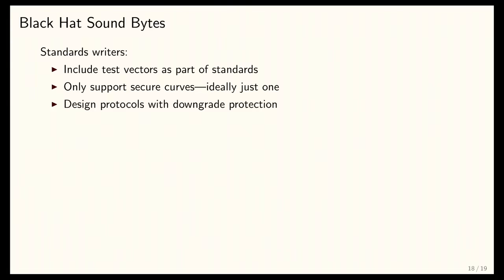A second approach for protocols is to only support secure curves. Ideally, you just want to support one secure curve, so you can't do this sort of downgrade attack to the weakest parameters that you support. Also, protocols should be designed with proper downgrade protection. TLS 1.3 includes an extra signature at the end of the entire transcript that prevents downgrade attacks like the CurveSwap attack.